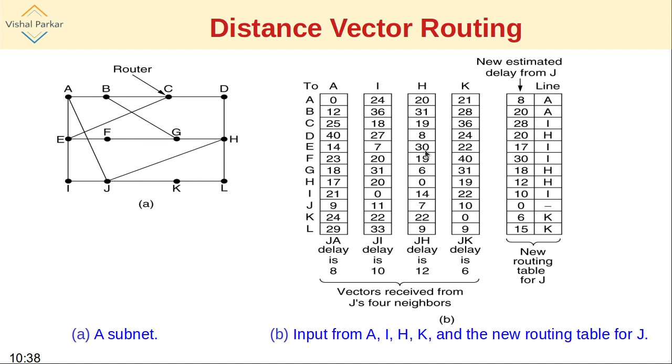Next, H claims to have a distance of 30. So accordingly, J's distance to H is 12. So it will be 42. And K claims to have a distance of 22 to E, whereas the JK distance is 6. So it will be in all 28. So the least distance which is found out is 17, which is through I. So this is how the rest of the distances are calculated, and this is how the new routing table for J will be generated.